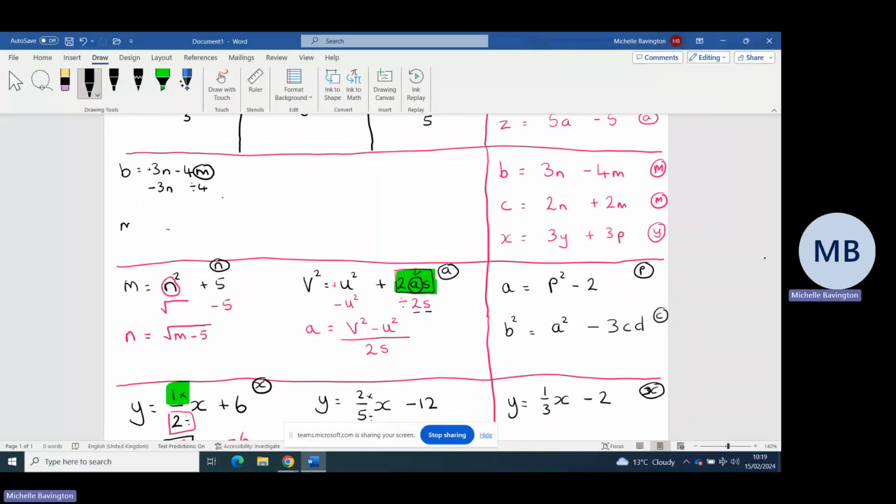So m is the subject. So we've got, oh, a divide goes at the bottom. We've got b minus 3n. Lovely, a job, Ellie. Right, next one.